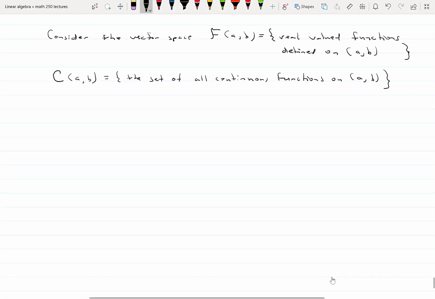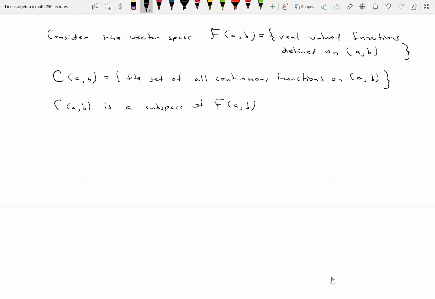Okay. Very clearly, C is inside of F. C is a subset of F and not the other way around. Not every function is continuous, but every continuous function is a function. Okay. So CAB is a subspace of FAB. Real easy to see why.